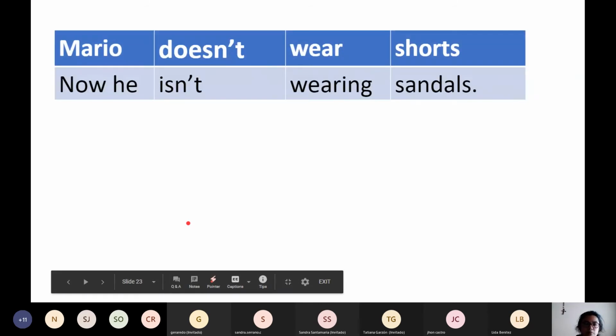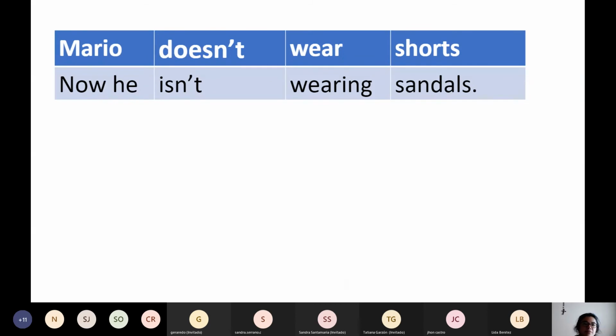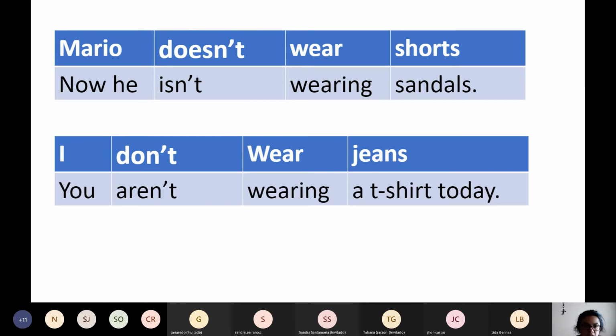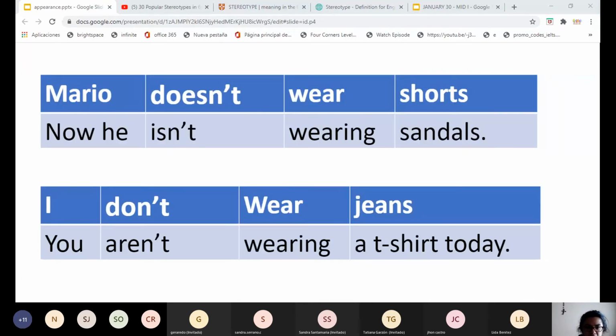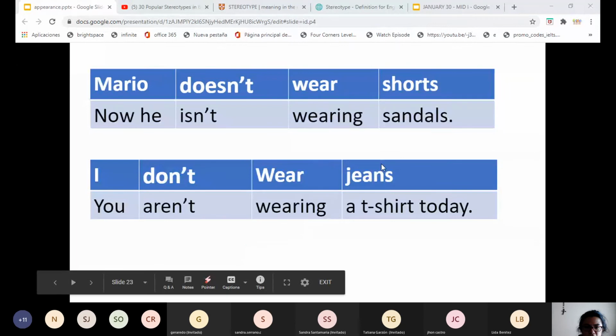And if it's negative, guys, again, we're going to use some different things. So, for example, in this case, if it's present simple, what are we going to use to make negative sentences? Please raise your hand if you want to tell me.